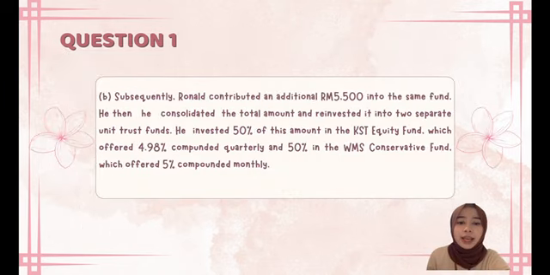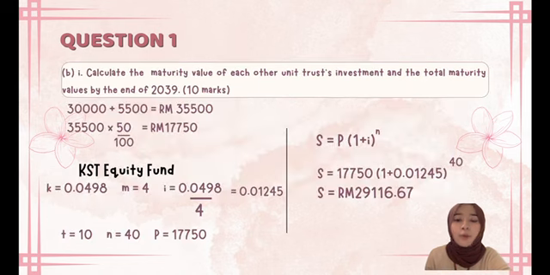Subsequently, Ronald contributed an additional 5,500 into the same fund. He then consolidated the total amount and reinvested it into 2 separate unit trust funds. He invested 50% of this amount in the KST Equity Fund, which offers 4.98% compounded quarterly, and 50% in the WMS Conservative Fund, which offers 5% compounded monthly. Calculate the maturity value of each unit trust investment and the total maturity value by the end of 2039.